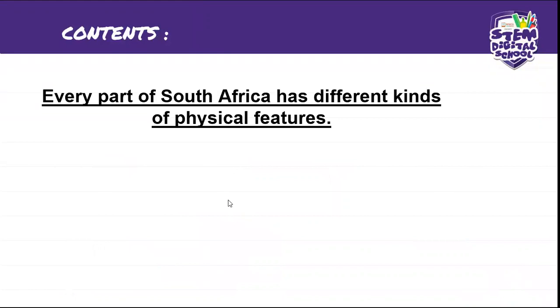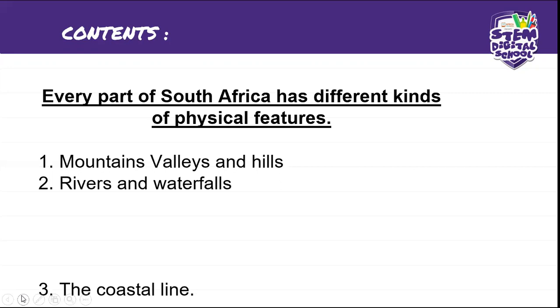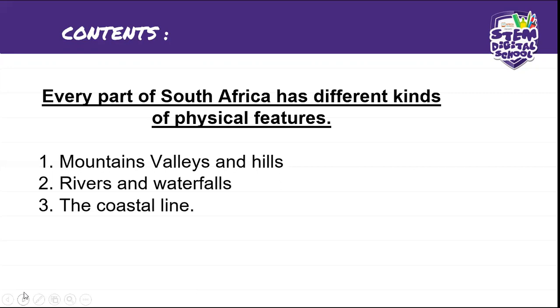Okay, every part of South Africa has different kinds of physical features. As we learned yesterday, we learned about the mountains, mountain ranges, valleys, and hills. So today we are going to look more at the rivers and waterfalls. Then next week we'll look at the coastal lines. Which means tomorrow we'll be doing history. Be prepared.